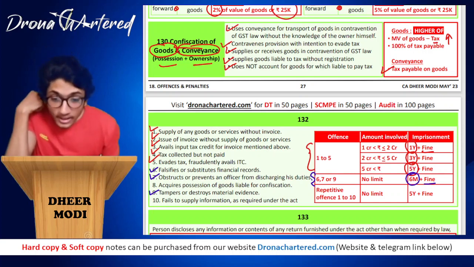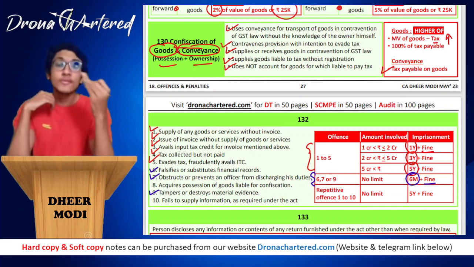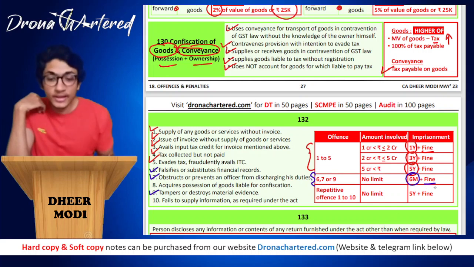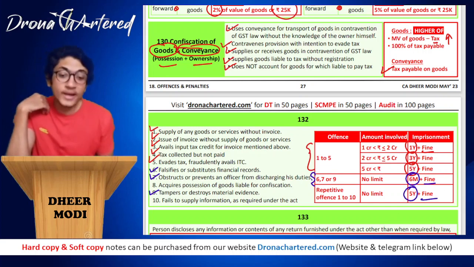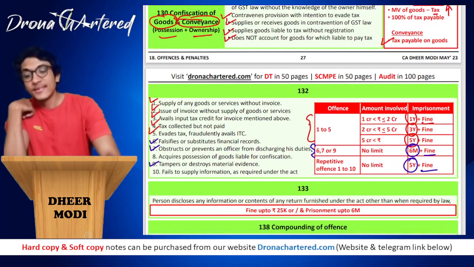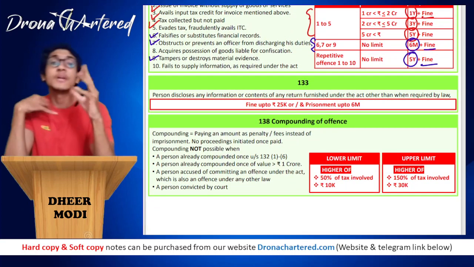And repetitive offense from 1 to 10. If you have a repetitive offense from 1 to 10, that means you've already done this offense and now you're doing this for the second time. It will be a 5-year imprisonment plus fine. Okay. Next is your section 133, and with this we are done with our chapter.